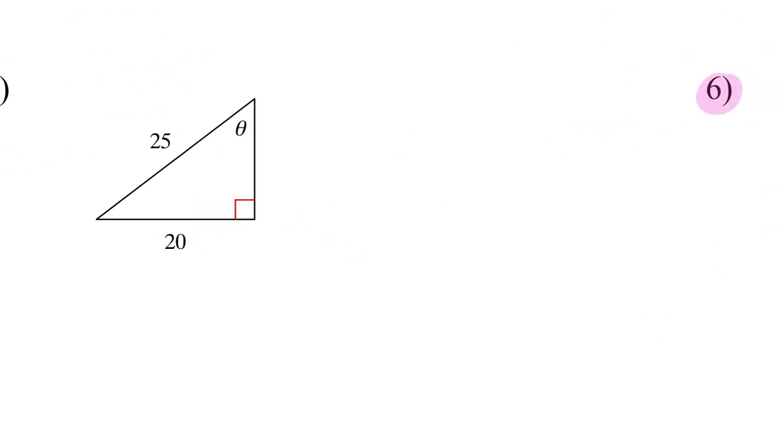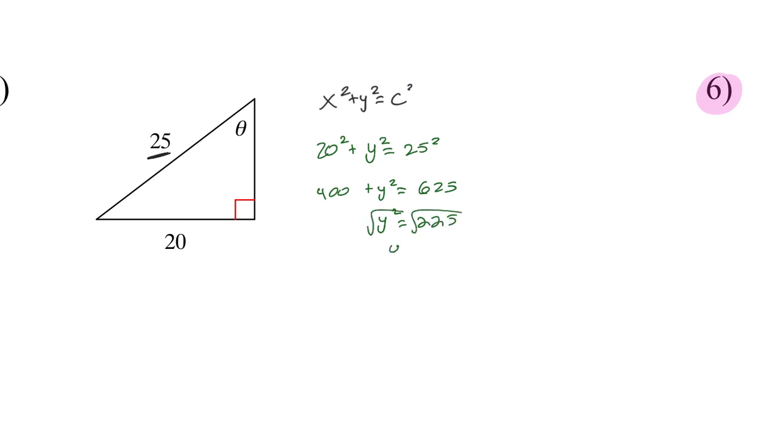Let's see the next one. Again, I got 25. I'm still using x squared plus y squared equals c squared. Now, the hypotenuse is this 25 here. So that means that I got 20 squared plus y squared equals 25 squared. So I get 400 plus y squared equals 625. So y squared equals 225. And the square root here, y equals 15. So that means that this side is 15.